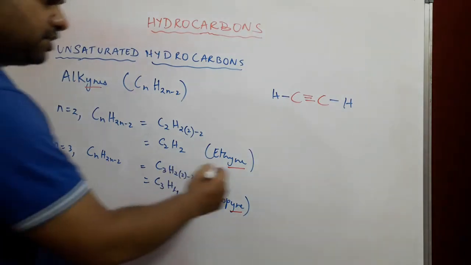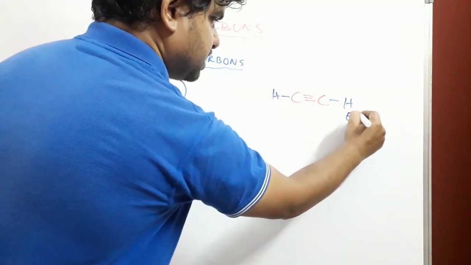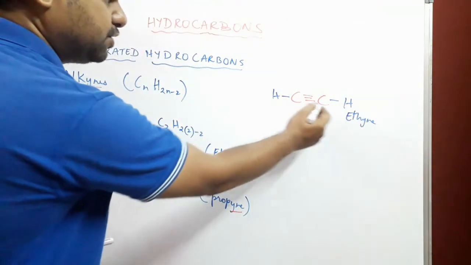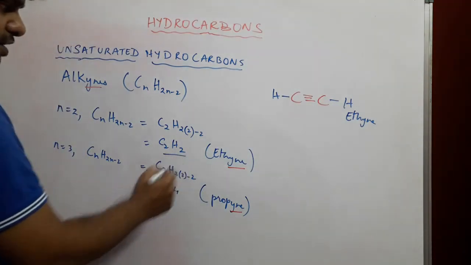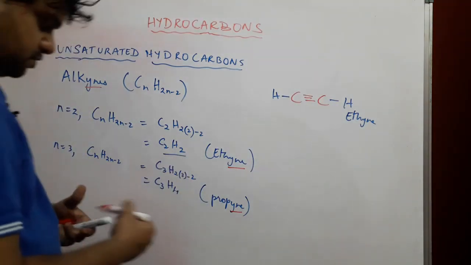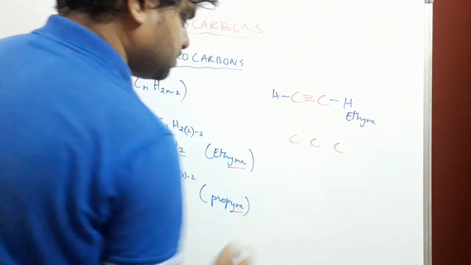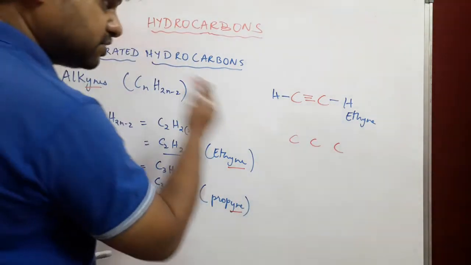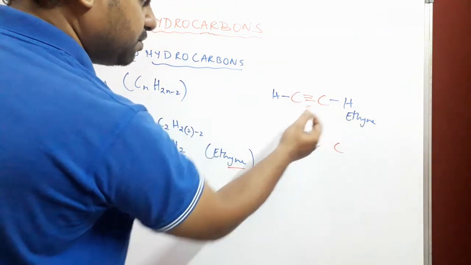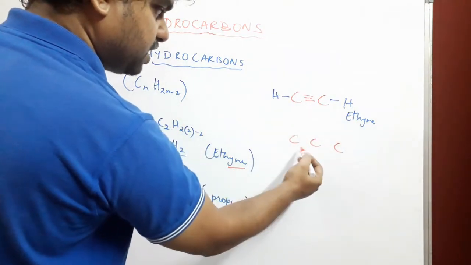Okay, so this is your ethyne, C2H2, as we get over here. Next, you can check for propyne. Have a look. In case of ethyne, I am using 2 carbon atoms. In case of propyne, we have 3 carbon atoms.